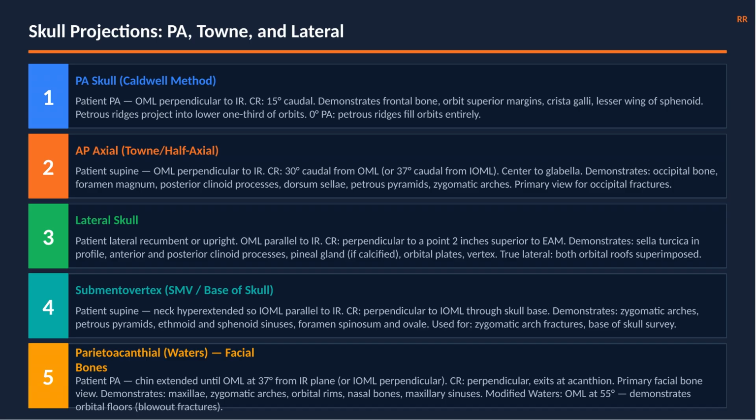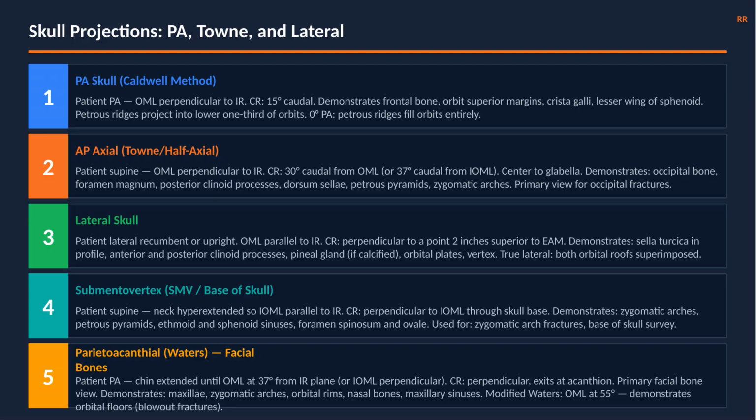AP axial, Towne, or half axial. Patient supine, OML perpendicular to IR, CR 30 degrees caudal from OML, or 37 degrees caudal from IOML, center to the glabella. Demonstrates occipital bone, foramen magnum, posterior clinoid processes, dorsum sellae, petrous pyramids, and zygomatic arches. The primary view for occipital fractures.